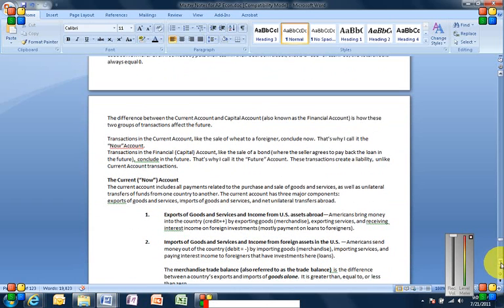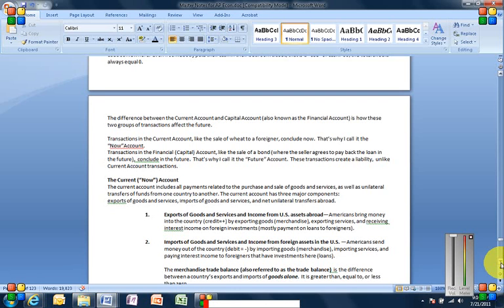Now let's get a little more in depth with these different accounts for the balance of payments. The difference between the current account and the capital account, they're the ones that get talked about the most. And remember, the capital account is also known as the financial account. It's how these two groups of transactions affect the future. Transactions in the current account, like the sale of wheat to a foreigner, conclude now.